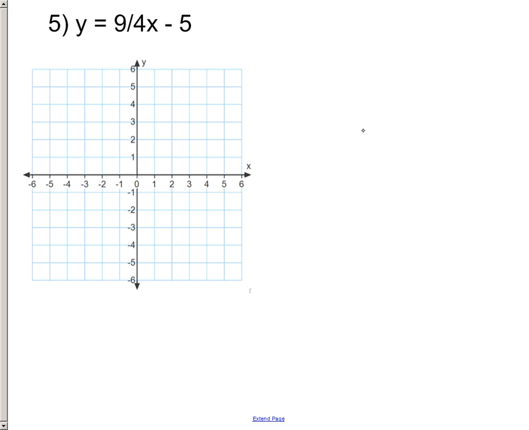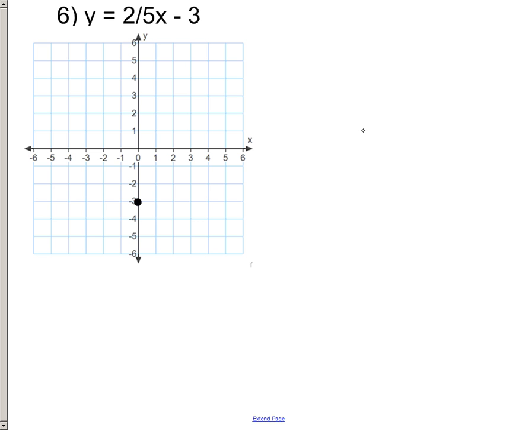This one we'll probably go through a little bit faster. Y-intercept is at -5, and then you would move up 9 and to the right 4 for the second dot. There's your line. Y-intercept's -3, so for this one you've got 2 positives, 2 over 5, so we would go up 2 and to the right 5. Draw your line.